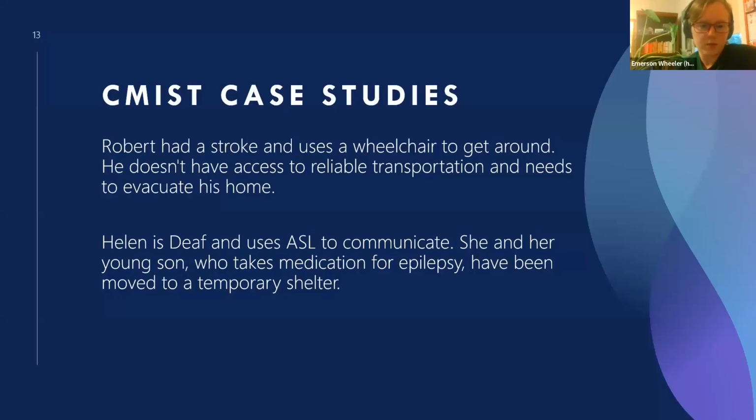These are just a couple of case studies for us to sort of walk through together. I don't know, Jackie, if we have time to just have people brainstorm which letters of the CMIST acronym would go for each of these two. So I'll read the first one and then you can toss whichever letters you think might apply in the chat, just to kind of apply these to a couple of different situations. So the first one is Robert had a stroke and uses a wheelchair to get around. He doesn't have access to reliable transportation and needs to evacuate his home.